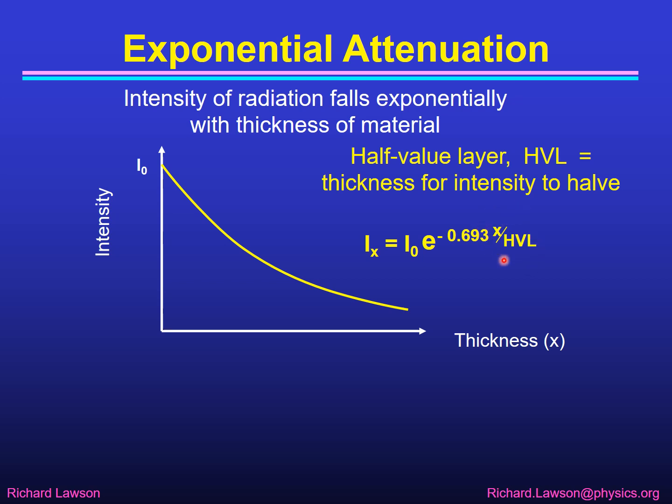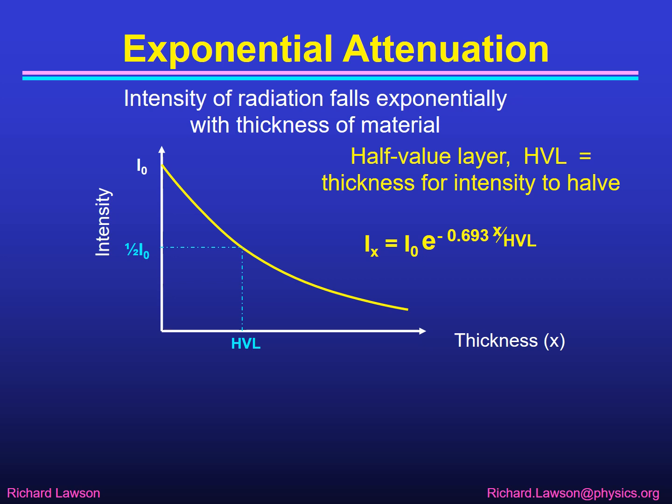So when x is equal to the half value layer, that ratio is 1, so this is e to the minus 0.693, which turns out to be exactly a half. So we get Ix, the intensity, is equal to I0 times a half. So when we get to this point where we have come to 1 half value layer here, the half value layer reduces the intensity to half the initial value. That's exactly the same as what we had with the equation for the decay of radioactivity with time that I talked about in the first part of this talk.